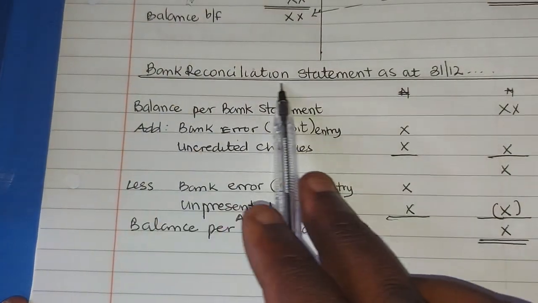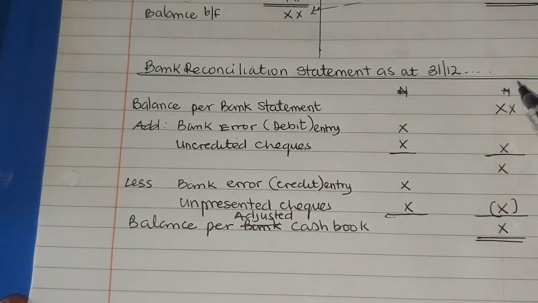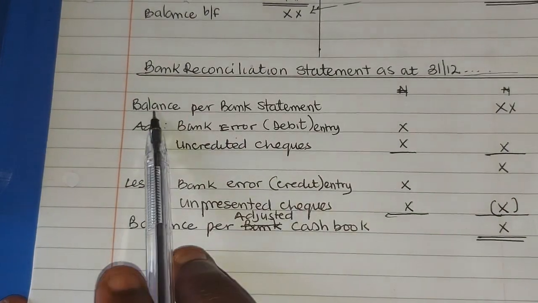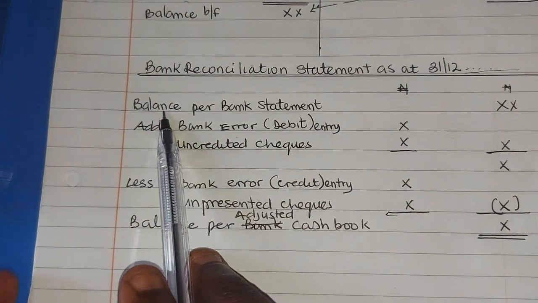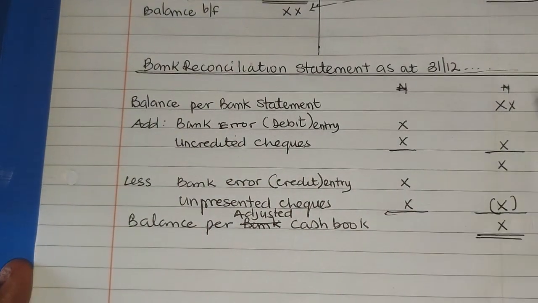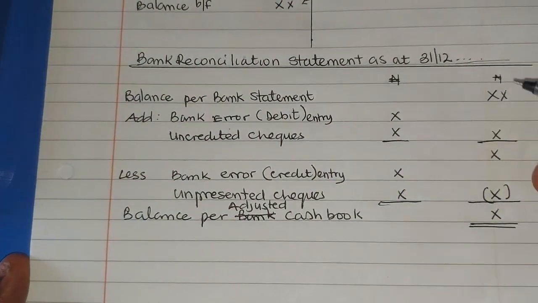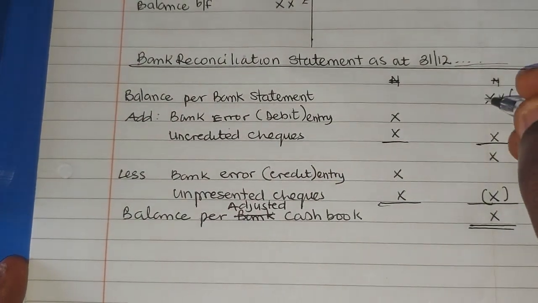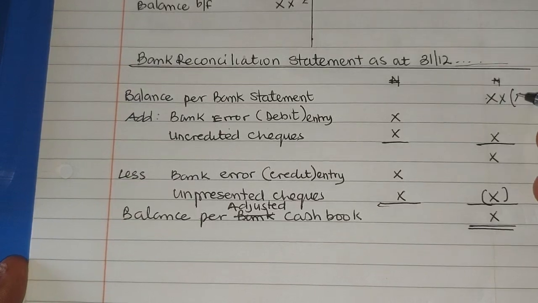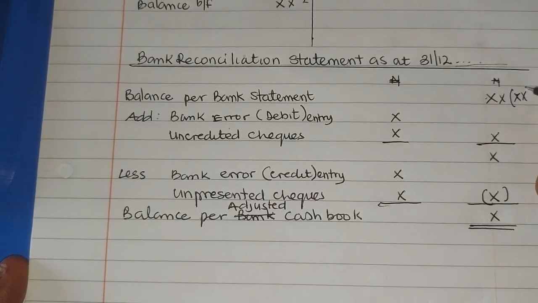Then we have bank reconciliation statement as at, then the year, you write the year. You have balance. So the balance could be favorable or unfavorable. So it depends. If it is favorable, it will be positive. If it is unfavorable, it will be in brackets. So take note of that.